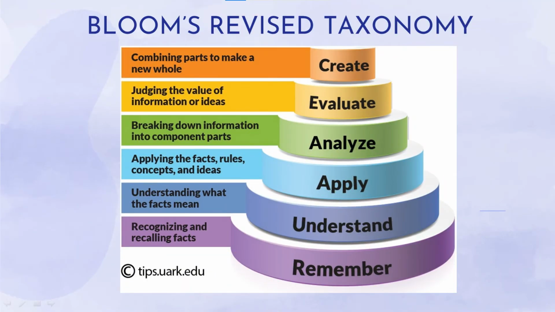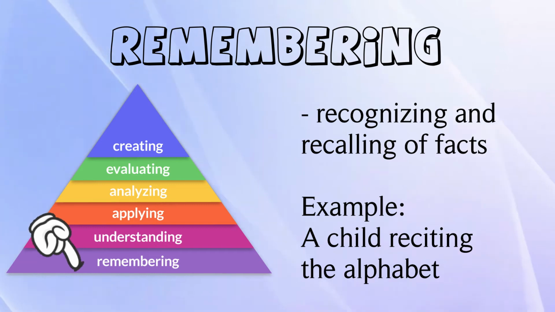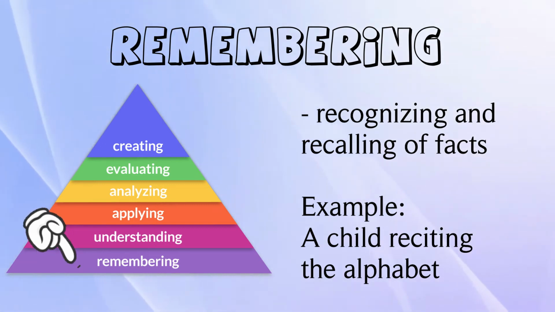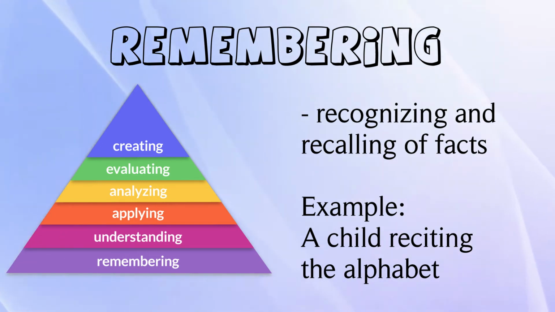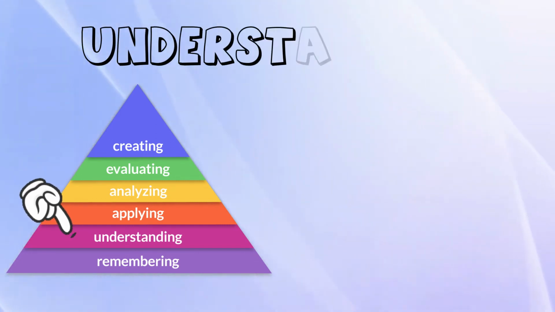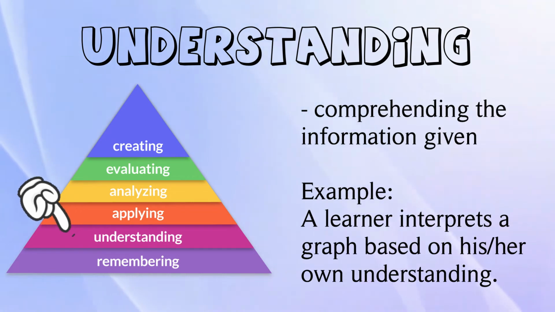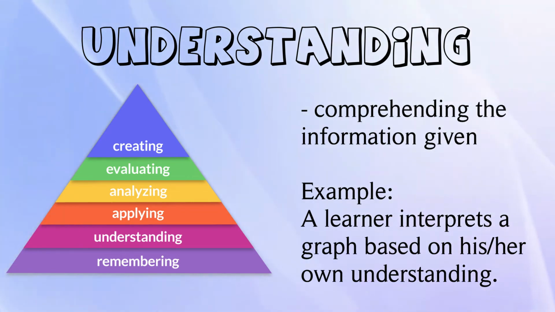You can see on the screen what skills are to be done in each category. Let's start with remembering. Remembering includes recognizing and recalling of facts. One example is when a child recites the alphabet, he or she recalls what he or she has memorized in the past. Next is understanding. Understanding is comprehending the meaning of the information given. One example is when a learner interprets the graph given by the teacher according to his or her own understanding.